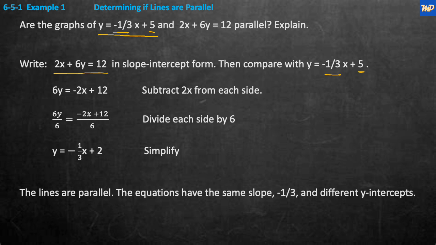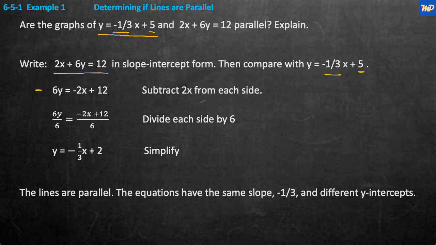In order to get this in slope-intercept form, we've written the equation. Now we're going to move the 2x by subtracting 2x from both sides, from the left-hand side to the right-hand side. So now we have 6y equals negative 2x plus 12. Okay, so we've done that. At least we have the variables on the correct sides.